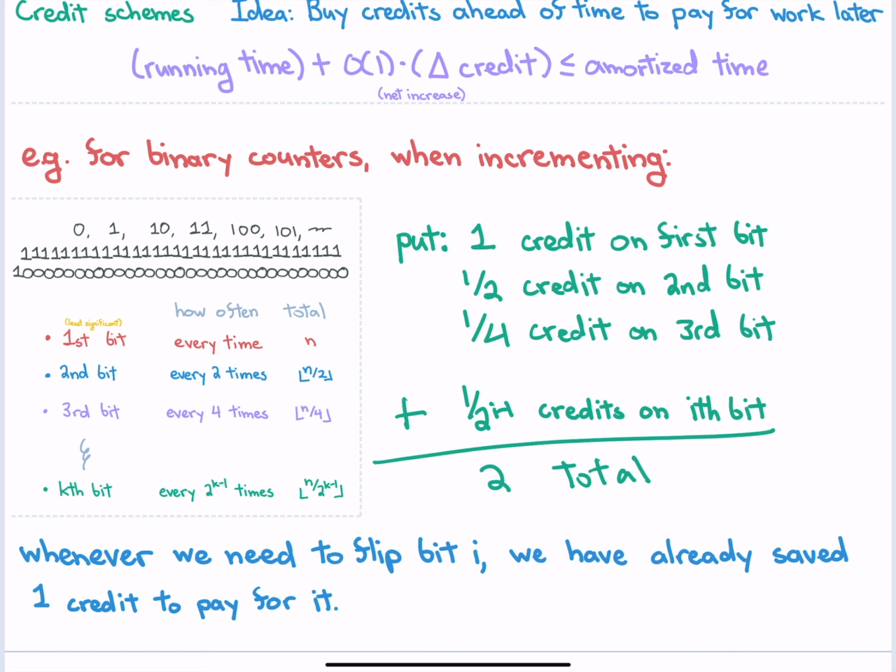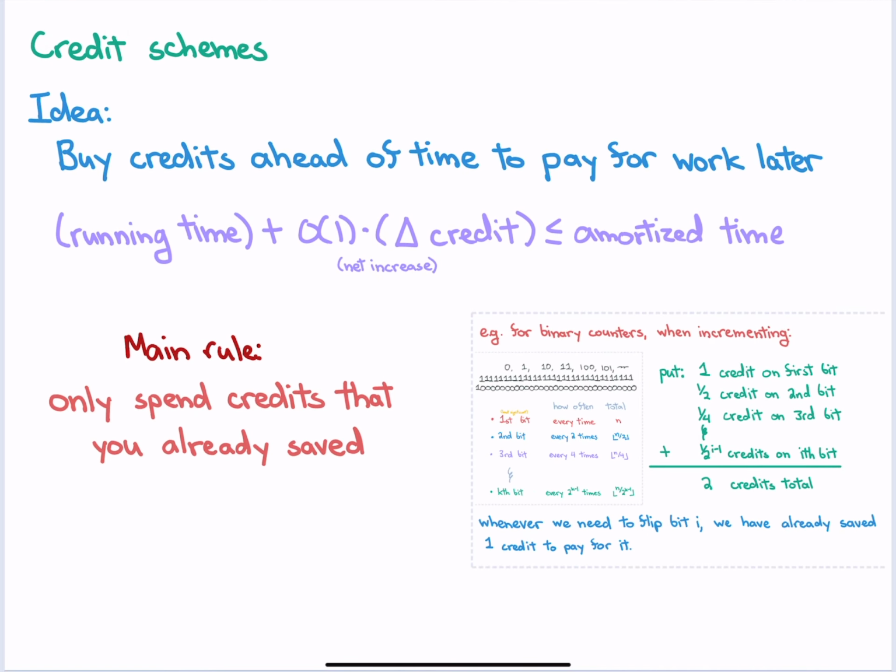So that's the high level idea. We'll go through other examples and more practice. The only rule: at the end of the day, you get to devise the credit scheme. Maybe that wasn't the only way to come up with a nice credit scheme for the bit flipping, but it seemed natural to me. Your amortized time is whatever's the best upper bound you can get on the true running time plus the change in credit.